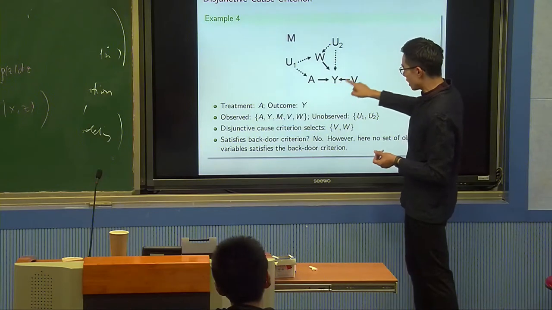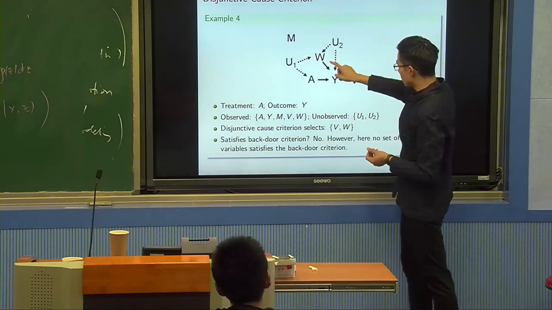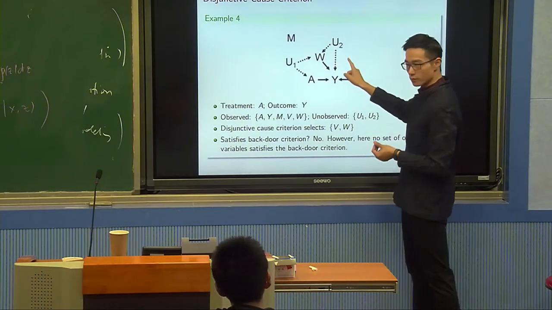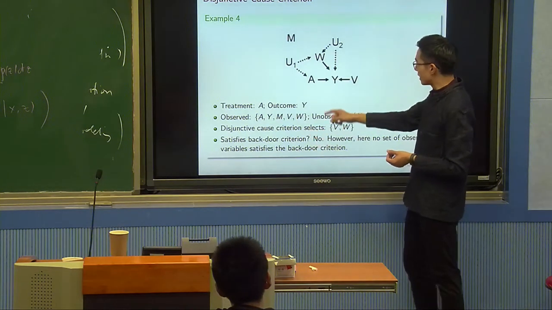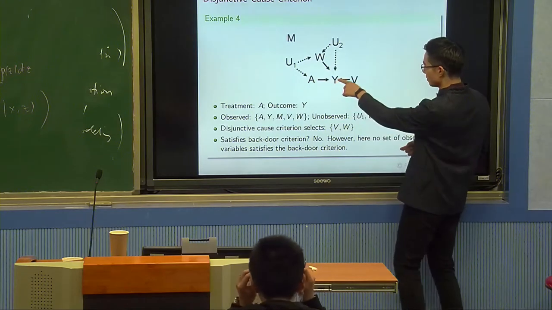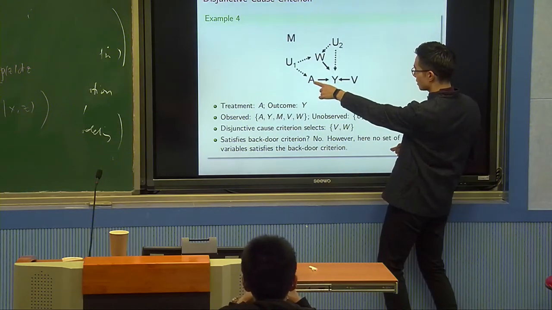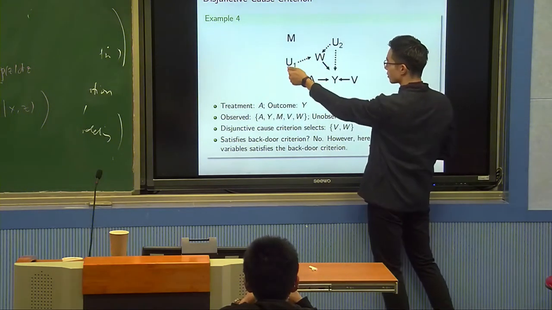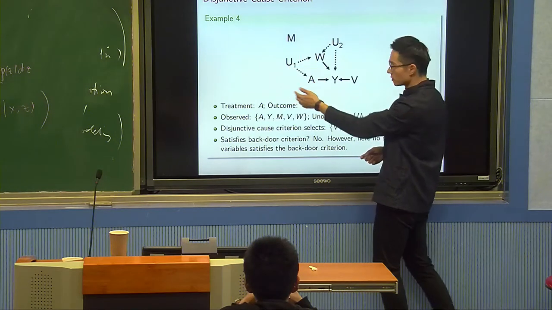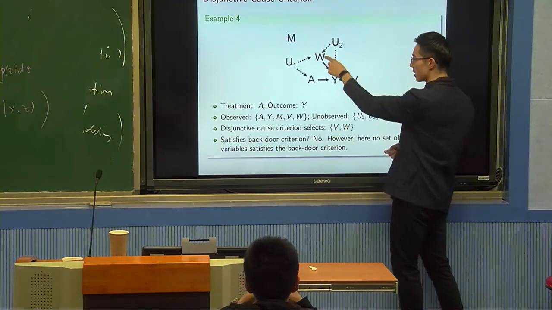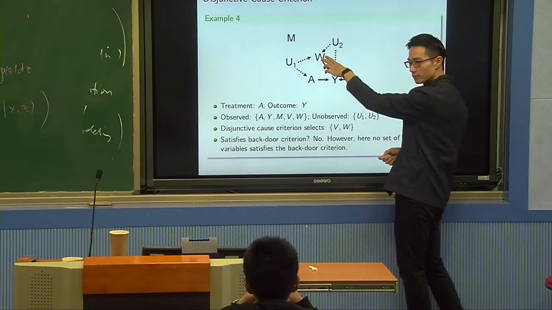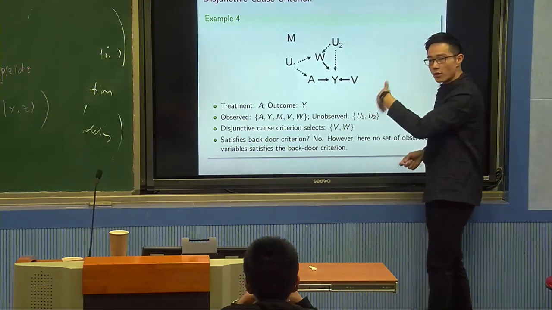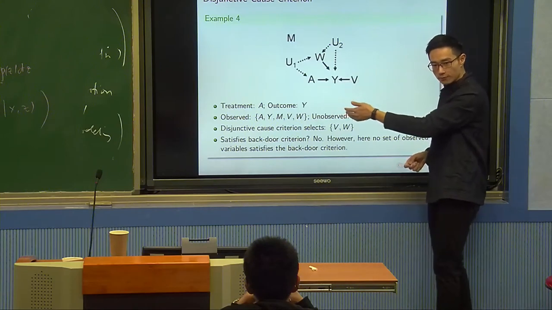Now, we observe A, Y, V, and W. We do not observe U1 and U2. In this case, the disjunctive cause criteria would select V and W. Again, because the only cause of A is U1, but we don't see it. The causes of Y that we see are W and V. So the disjunctive cause criteria would select W and V, because those are the only causes we observe.